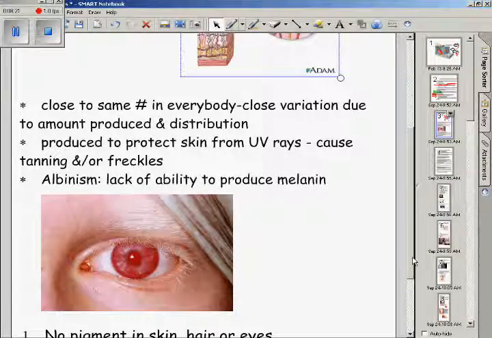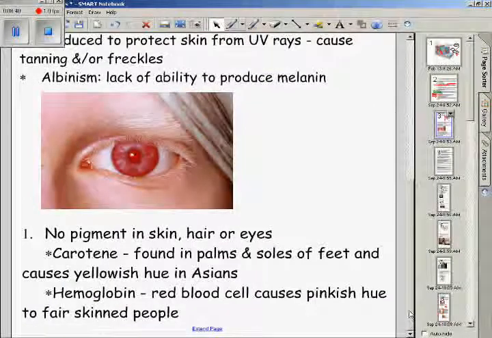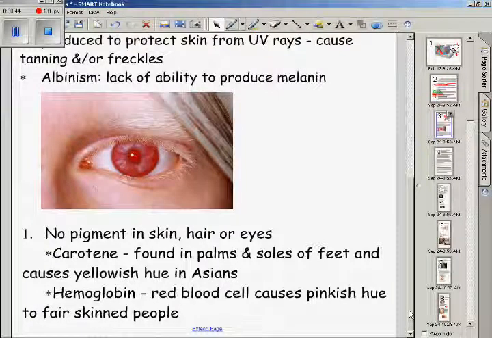This is a picture of an albino with the red eye, very, very blonde. Albinism is the lack of the ability to produce melanin. When there's no melanin at all that can be produced, that's when you have albinism. No, it's not fatal. There's no pigment in skin, hair, or eyes.